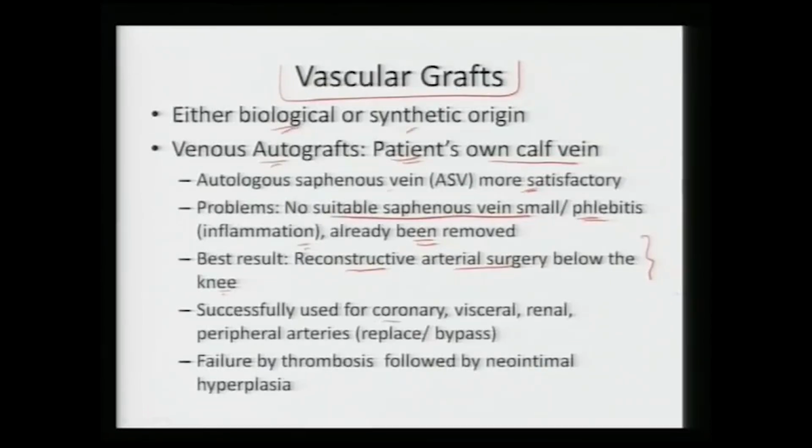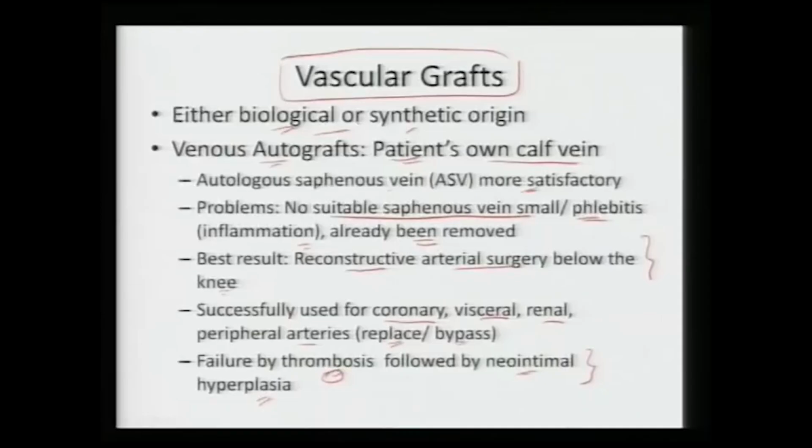They have also been successfully used for coronary, visceral, renal or peripheral arteries, both for replacement as well as bypass surgery. But the basic problem with the vascular grafts is that they can fail by thrombosis, which is followed by neo-intimal hyperplasia. It means there is some blood clotting, which can be followed by new cell formation after a surgery has been done, and this formation of new cells is basically excessive in a normally growing tissue. So that problem can occur in the vascular graft, that there can be excessive formation of cells in an abnormal way in a normally growing tissue.